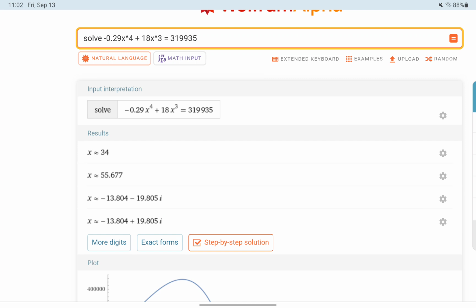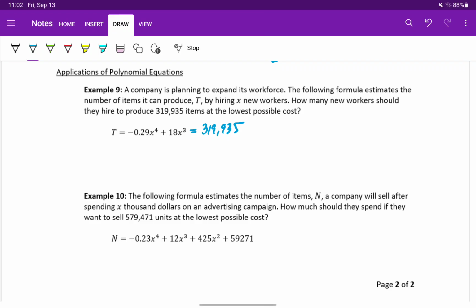But we had the added statement in our question that we want to do this at the lowest possible cost. The more people we hire, the more money we have to spend. So if we can hit the same production target with fewer employees, we want to do it with that fewer number of employees if what we're looking at doing is cost cutting. So we would want to hire 34 workers.